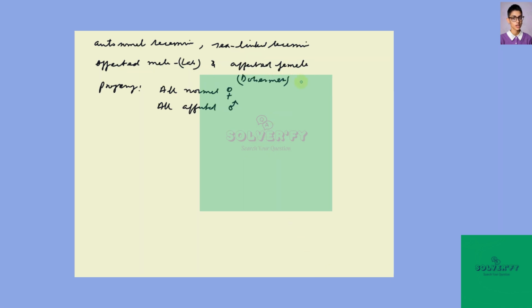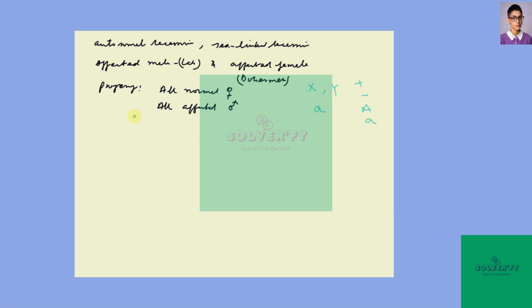So here the terminology I will be using is X and Y for the sex chromosomes, and for the autosomal chromosome I will be writing A. For the wild type I will add plus, and for the affected one I will add negative in case of sex chromosomes, and in case of autosome the wild type will be capital A and affected will be lowercase a.